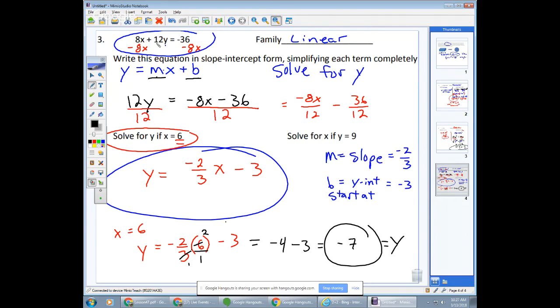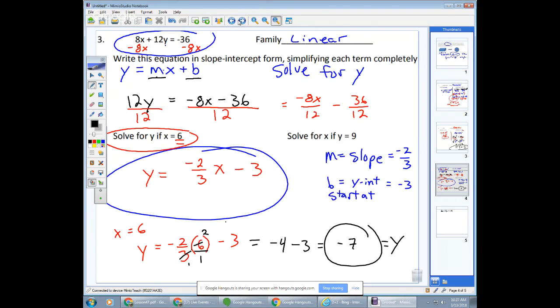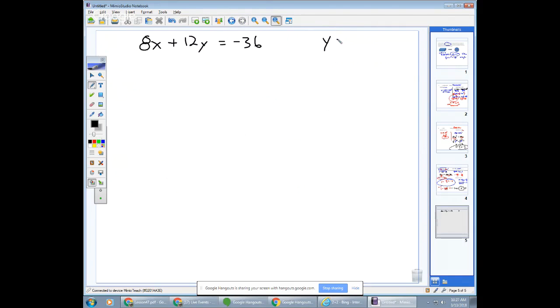So 8x plus 12y equals negative 36. Or was it negative 8x? Yeah, it was just 8x, okay. So 8x plus 12y equals negative 36. I want to plug in y equals 9. All right, so dropping that in, I get 8x plus 12 times 9 equals negative 36. I've got to figure out what 12 times 9 is. 108 on a good day, yep.